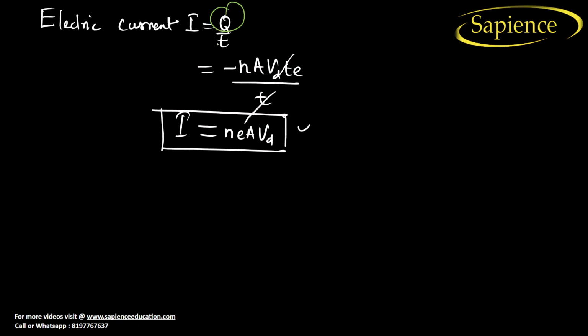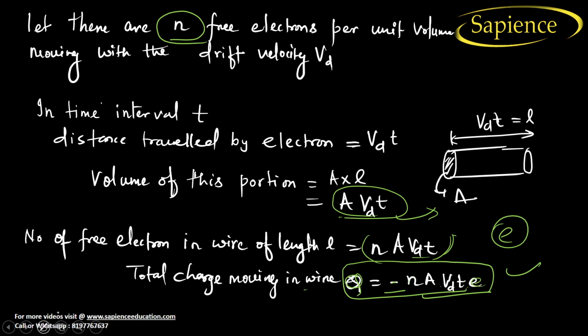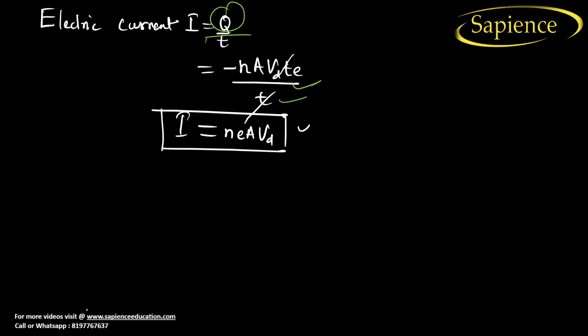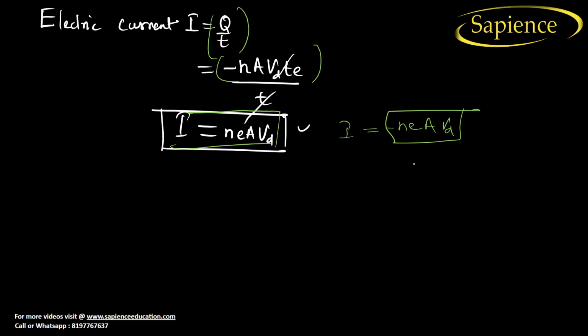Now the current will be total charge divided by time t, so minus NA Vd t e divided by t. It is just as simple as that. In time t, the total amount of charge passed is this. So the electric current I is equal to Q by t. Put Q equal to NA Vd t e, divided by t. Finally, we have got the current I equal to minus NeAVd. So I hope you have understood the current as I equal to NeAVd.